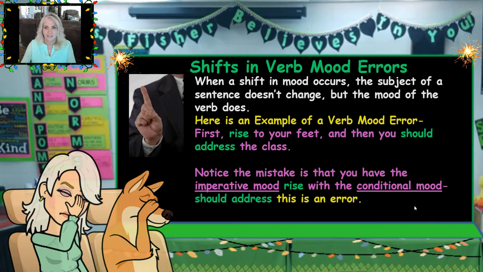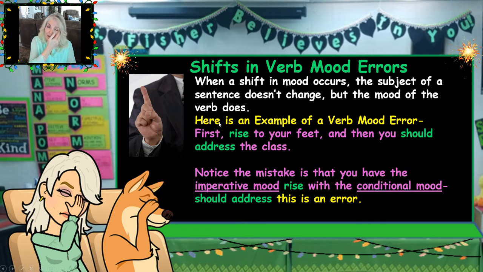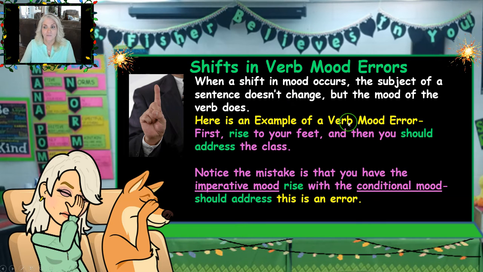All right. Shifts in verb mood errors. When a shift in mood occurs, the subject of the sentence doesn't change, but the mood of the verb does. So you need to keep that same mood throughout the sentence. Here's an example of a verb mood error shift.